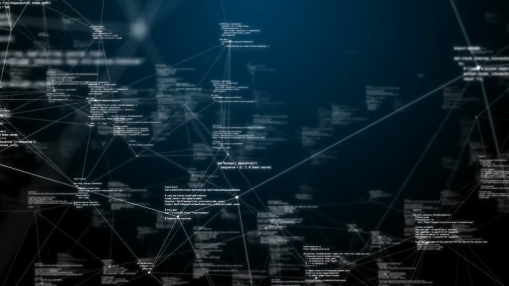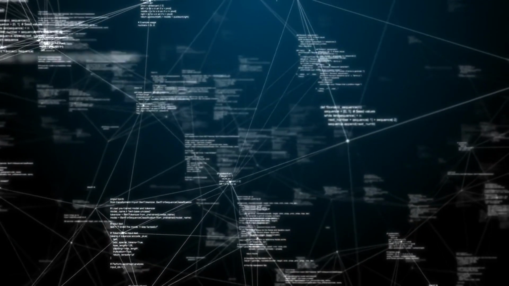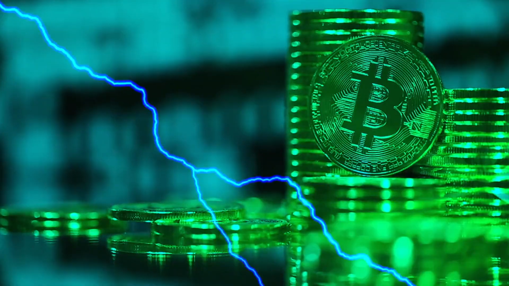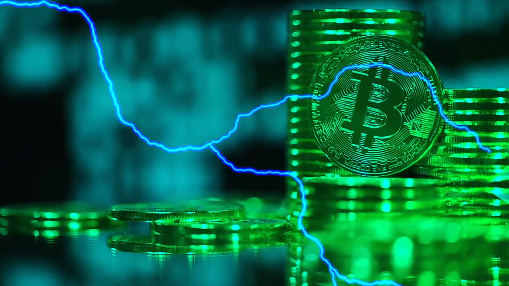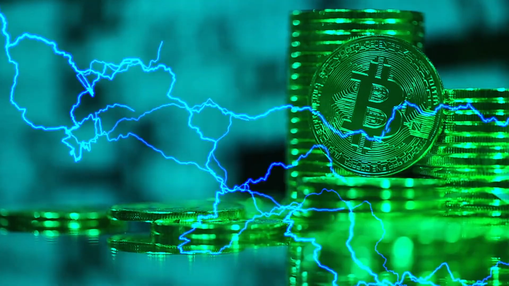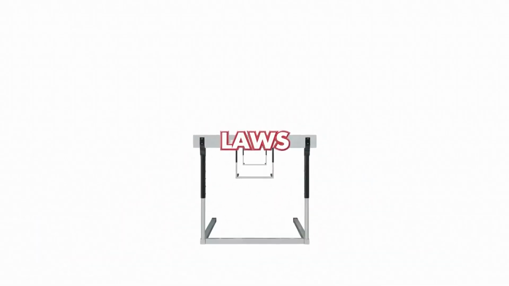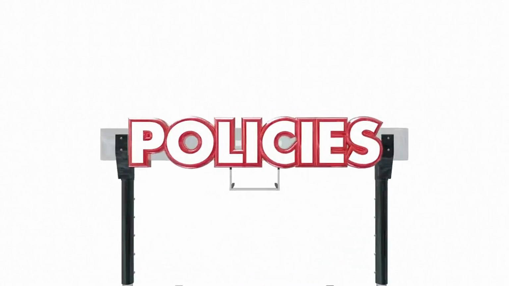Scalability remains a significant issue, as the size of the blockchain grows over time. Energy consumption, particularly in proof-of-work systems like Bitcoin, is another concern. Legal and regulatory uncertainties also pose challenges in its widespread adoption.